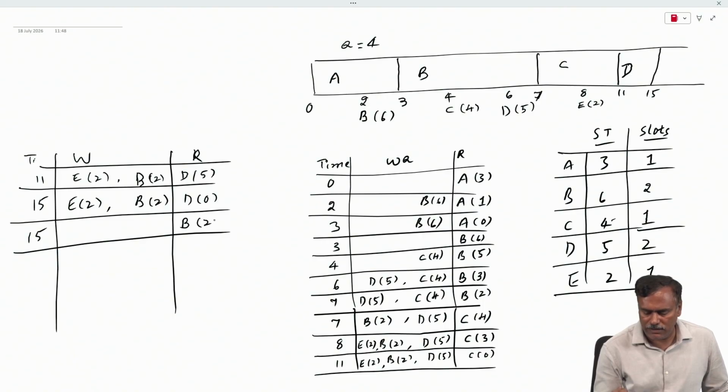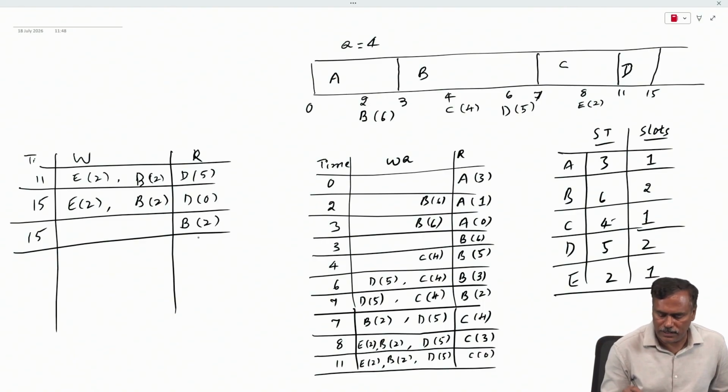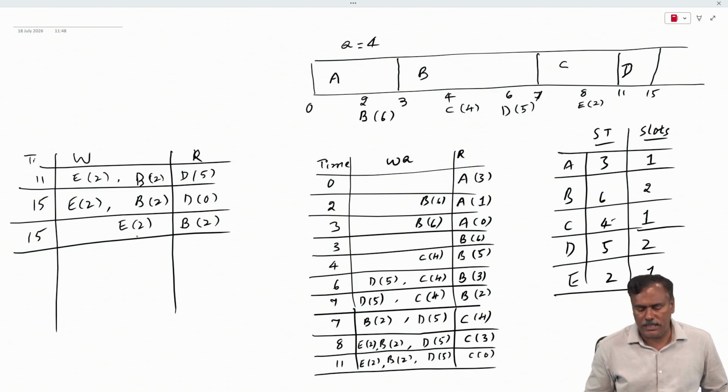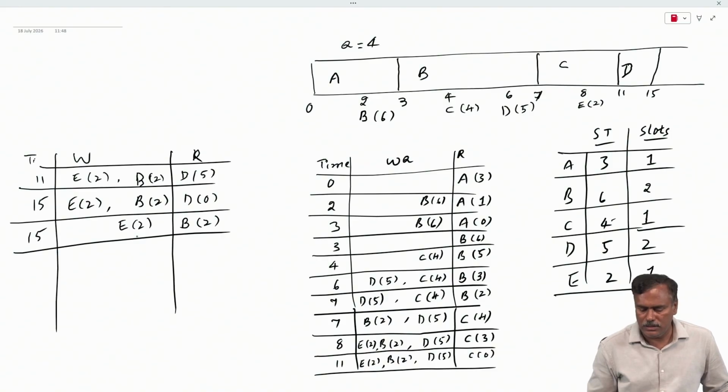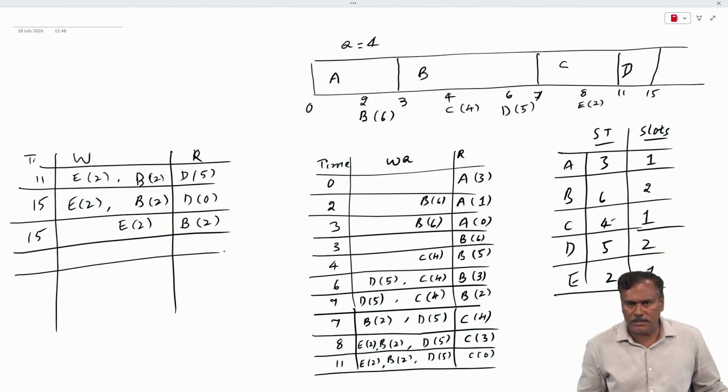So at the 15th interval of time you are going to start the execution of process B, and in the queue you have been left with only process E, which needs 2 units of time. At the 15th interval you start the execution of process B. Its remaining service time is just 2 units, which is less than the slice time. So after B has been processed for 2 units of time, it is going to get completed.